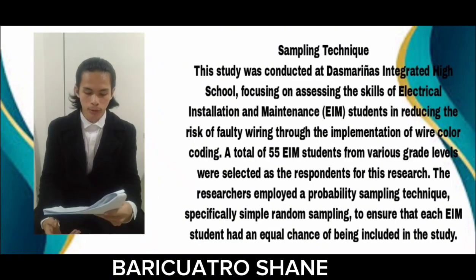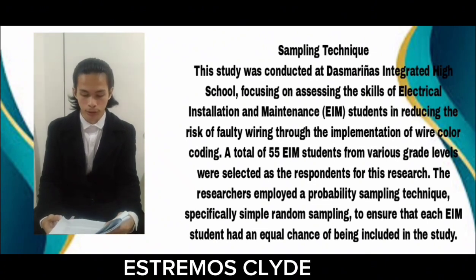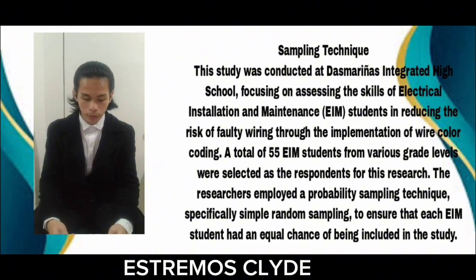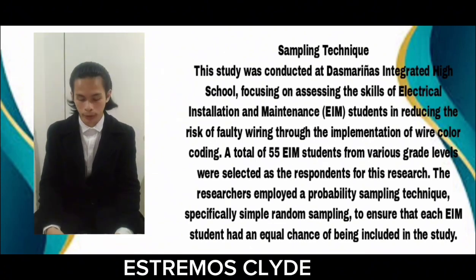Sampling technique. This study was conducted at Dasmariñas Integrated High School, focusing on assessing the skills of electrical installation and maintenance students and reducing the risk of faulty wiring through the implementation of wire color coding. A total of 55 EIM students from various grade levels were selected as the respondents for the research. The researchers employed the probability sampling technique, specifically simple random sampling, to ensure that each EIM student had an equal chance of being included in the study.